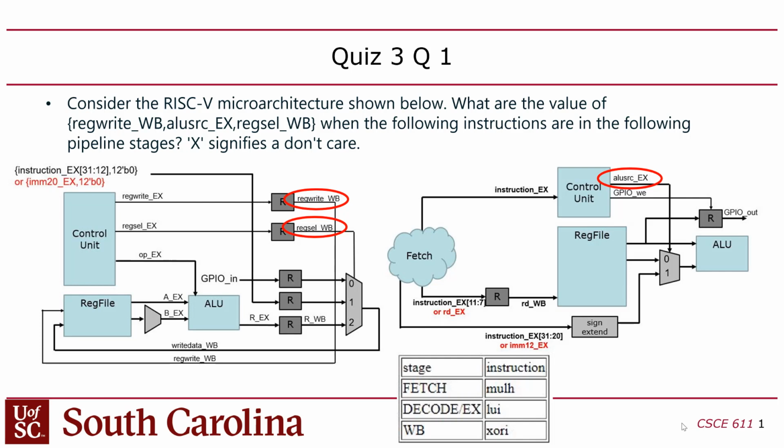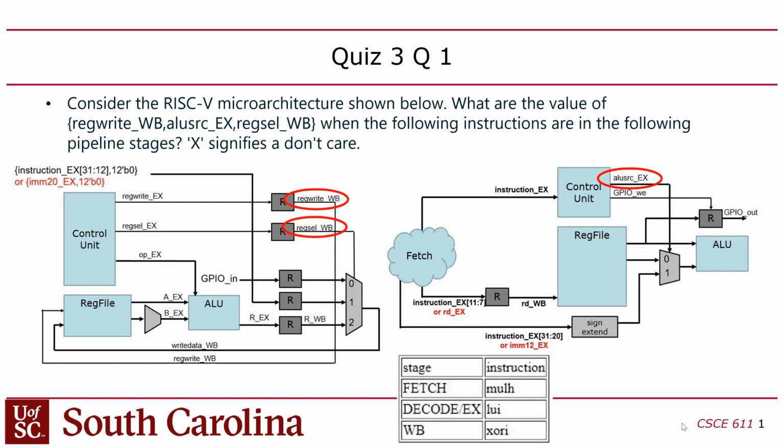So regwrite WB, what does that mean? That just means that if the instruction in the write back stage is writing to a register, then that should be set to 1. In this case, the instruction that happens to be in write back is XORI, which does write to a register. In fact, just about all the instructions that we've talked about write to a register. So regwrite WB should be 1.